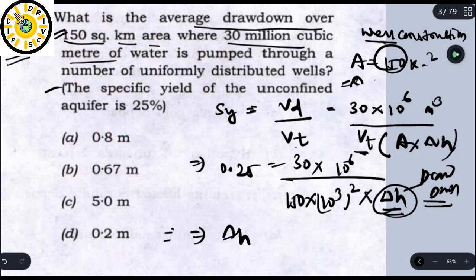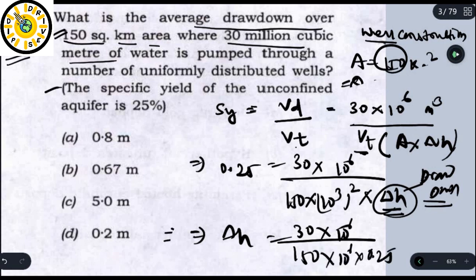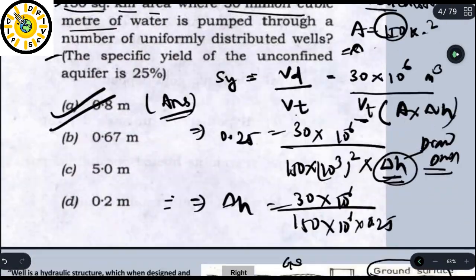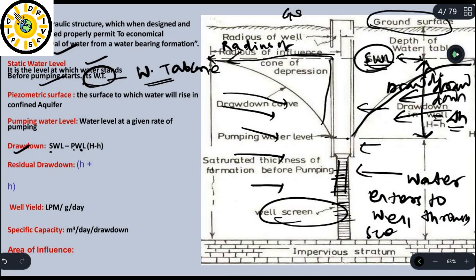So delta H will be 30 into 10 to the power 6 by 150 into 10 to the power 6 into 0.25. Okay, if you solve, then 0.8 meter will be the right answer. Okay, so this is the answer. Clear? I hope it is clear. ठीक है. See, ये clear हो गया.